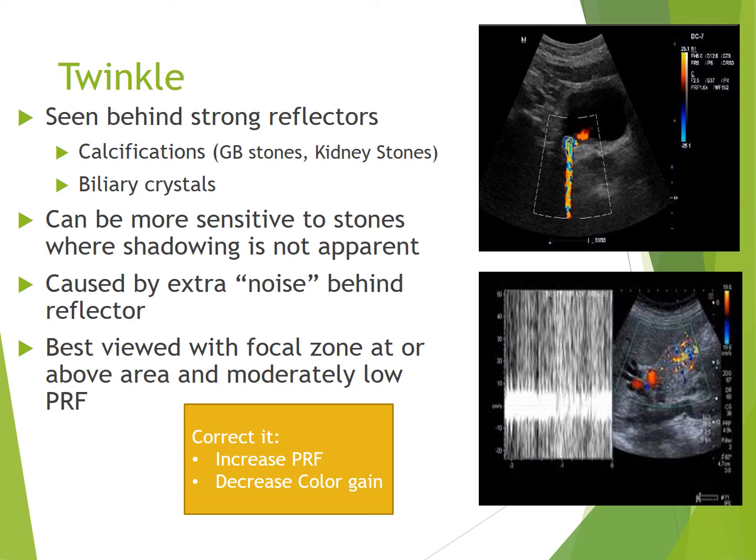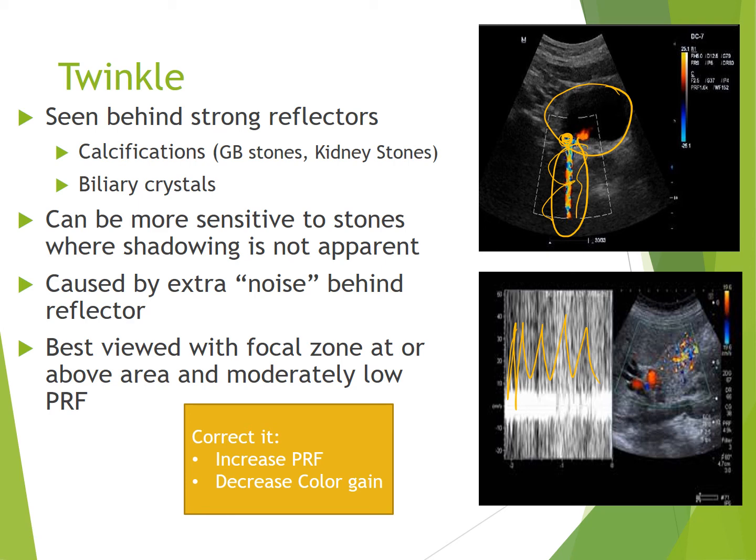Typically these are viewed well if we move the focal zone above the area that we want to see that twinkle at, and then turn our color down to a moderately low PRF. So here we have the bladder, and we have a stone right here, and we're seeing all this information behind it. This is all twinkle artifact coming out from behind that strong reflector. If we were to put a pulse wave Doppler in there, all we'd get is all this crunchy little noise over here. It'd sound just gross, because it is just extra noise that's happening behind these strong reflectors.